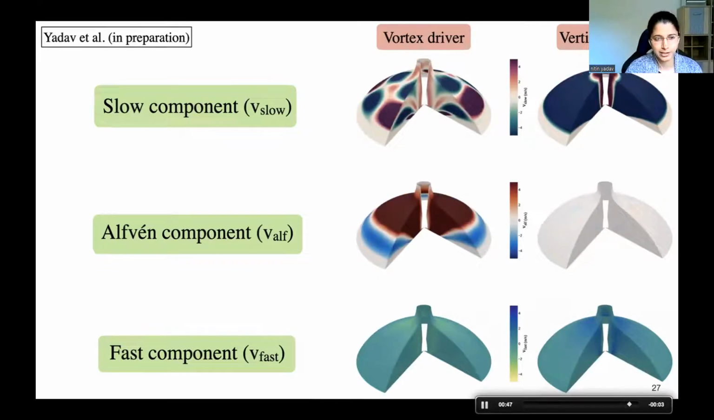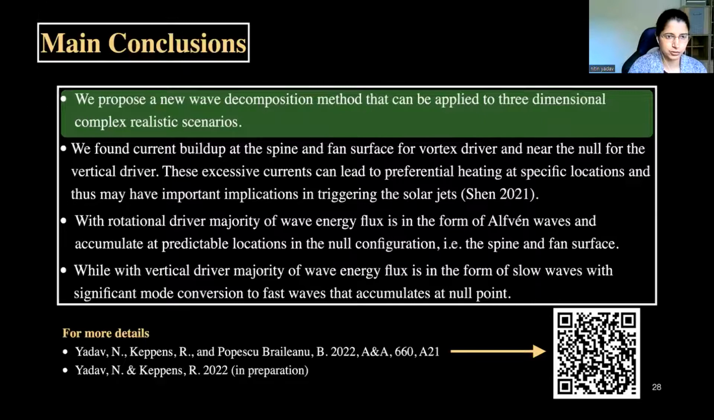My next plan is to use this method in my realistic simulations of BLAST and to investigate the propagation of fast and Alfvén waves and their role in energetics in the solar atmosphere. To summarize, we propose a new wave decomposition method, which can be applied to realistic scenarios where the magnetic configuration need not have an axis of symmetry, for example, fields resulting from field extrapolations or from realistic simulations. I will stop here and take your comments and questions, if any, and thanks for listening.